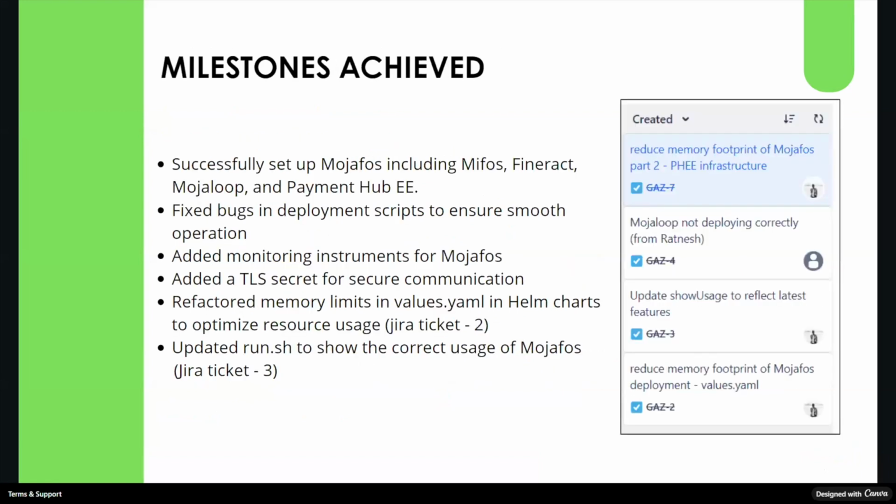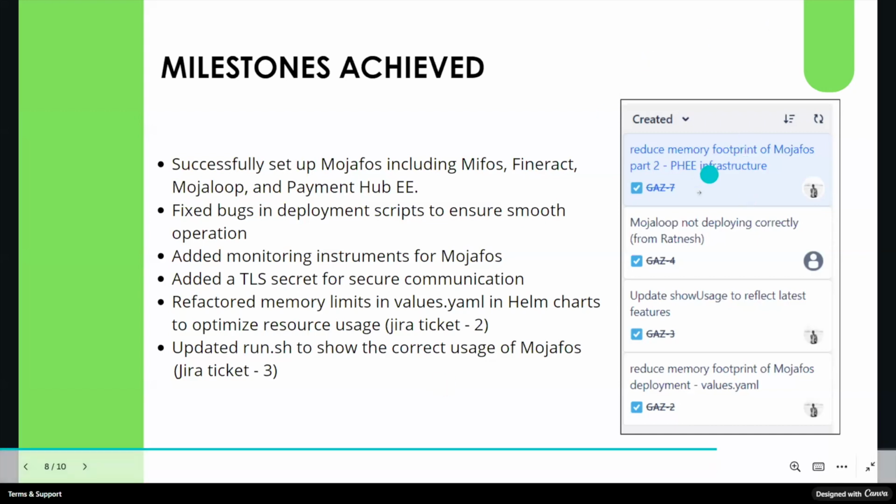The milestones achieved till now are fixing bugs which were already present in the prior version of Mojafos, adding monitoring instruments for Mojafos, and updating the run.sh file to show the correct usage of Mojafos. And here are some of the Jira tickets which were resolved during this time.